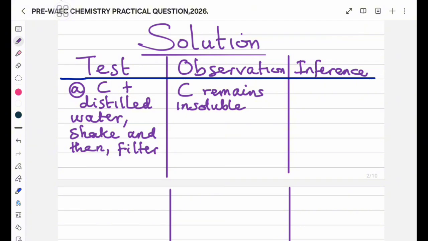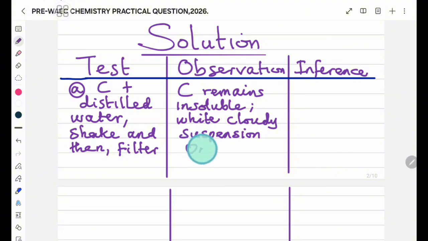And it forms a white cloudy suspension. A white cloudy suspension will be formed. On filtering the mixture, on the filter paper you have a white residue.